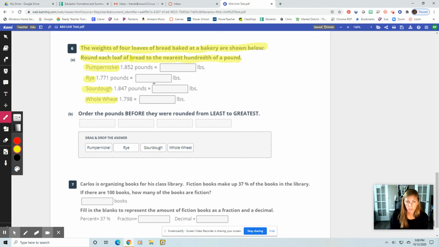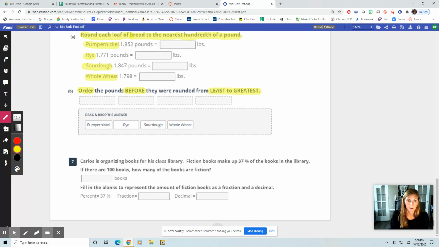Once you've rounded those to the nearest hundredth, then you're going to put them in order based on the numbers before we rounded. So these numbers right here, what would they be in least to greatest order? So you're going to drag them in their spot to be in order from least to greatest. So round them and then put them in order from the beginning pounds, not the rounded ones. Okay? So pause and get that one answered. And then let's look at 7.